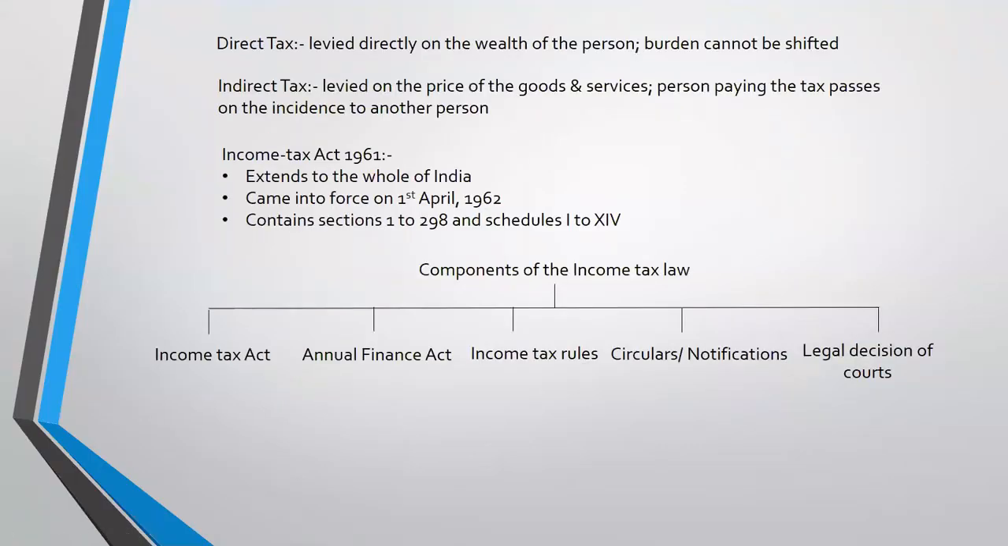So basically, direct tax is levied directly on the wealth of the person, the income of the person. The burden cannot be shifted. Whereas in case of indirect tax, the tax is levied on the price of the goods and services, and the person paying the tax passes on the incidence to the other person, right? So you are paying the tax, but on your behalf, the vendor is going to now deposit that tax with the government.